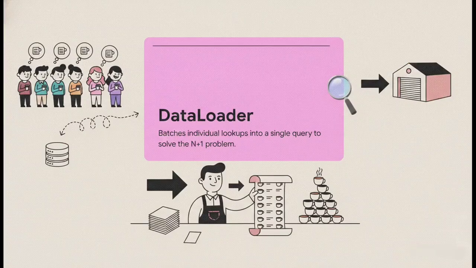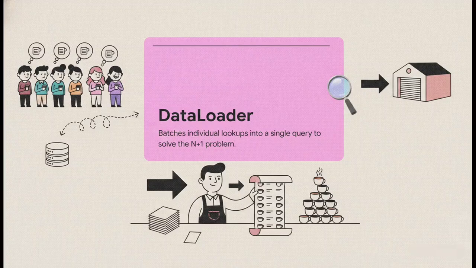Moving over to data fetching performance, especially if you're using GraphQL, you are inevitably going to hit the dreaded N+1 problem. Imagine querying a list of 100 posts, and for every single post, your server does a separate lookup for the author. That is 101 separate database queries just for one page load. It is a silent, absolute performance killer.